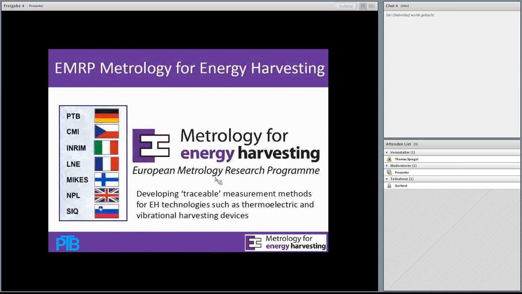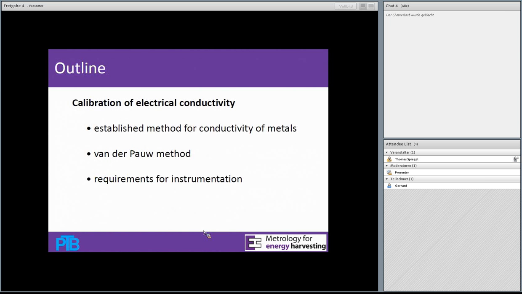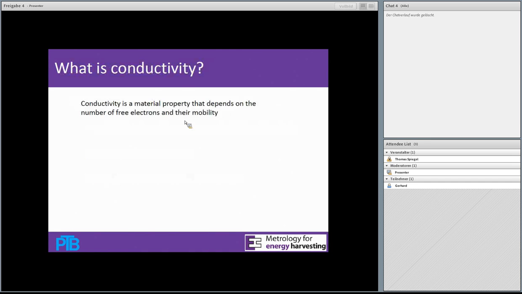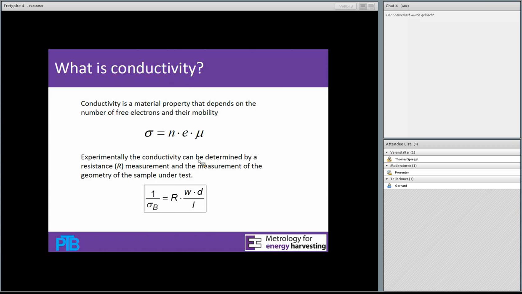Gentlemen, what I would like to talk about now is the measurement of the electrical conductivity, where we have some different approaches here at PTB Braunschweig. I will show you some different methods. One is the established method for conductivity of metallic materials that we have been using for several years in our laboratory. Then I will show you some advantages of this old method and some advantages of the Van der Pauw method. And I will give a few words on the requirements for the instrumentation that you need to do the calibration of electrical conductivity with smaller uncertainties.